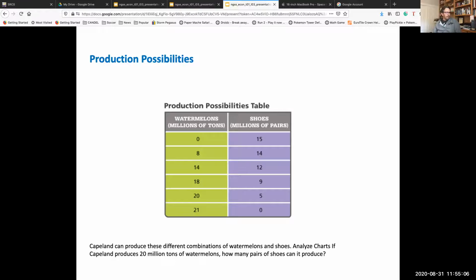Here's what it looks like in a table. So here we have watermelons and shoes, and this is based on the textbook. It had an example of a fictitious place called Capeland. And Capeland could produce, as a country, watermelons and shoes. And these are in the millions. So if you see 15 at the top there, 15 million pairs of shoes is what it represents. And on the watermelon side, if you go down to the last row, 21 million tons of watermelon. So that's what it looks like. These are the trade-offs at every level.